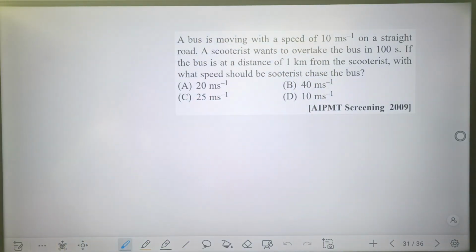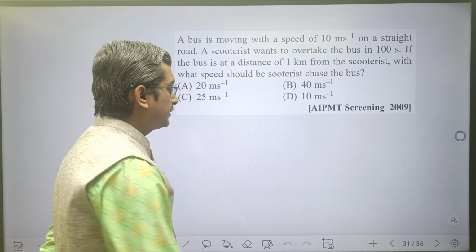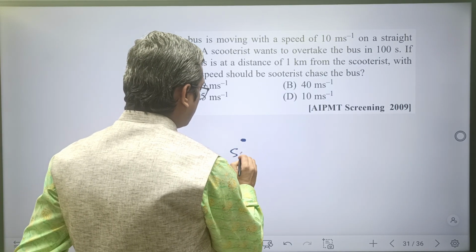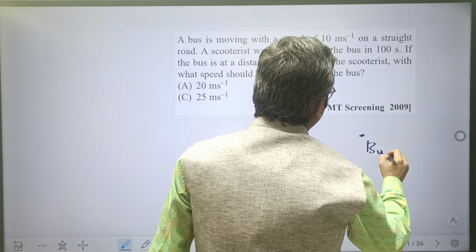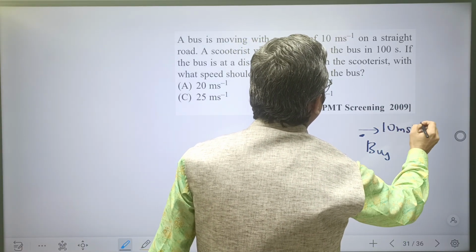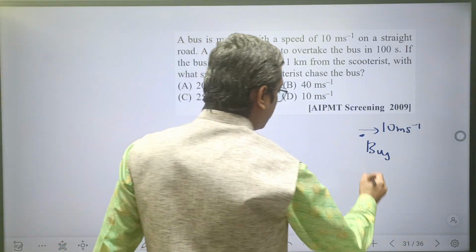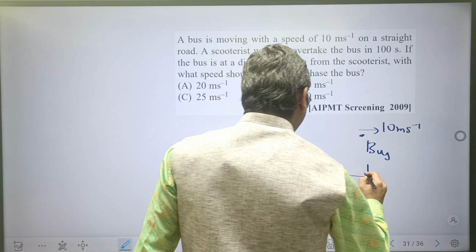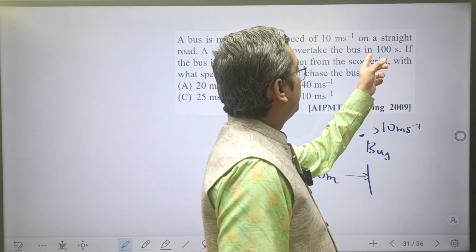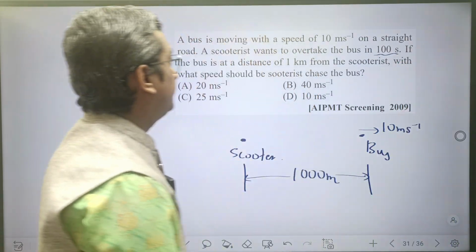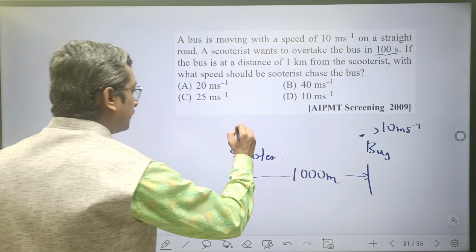Next, a bus is moving with a speed of 10 meter per second on a straight road. A scooterist wants to overtake the bus in some seconds. Let us suppose this is a scooter and here it is the bus. The speed of the bus is 10 meter per second. The bus is at a distance of 1 kilometer from the scooter, so this is 1 kilometer, meaning 1000 meter. Now this scooter wants to overtake the bus within a time interval of 100 seconds. So what should be the speed of the scooter? Let us suppose the speed of the scooter is v.